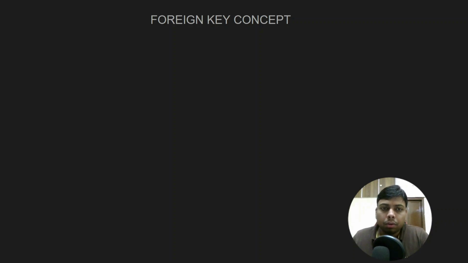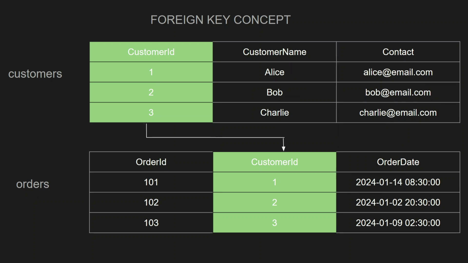Say for example, I have a customers table, which has customer ID, customer name, and contacts. Now I want to have an orders table in which I want to store which customer ID ordered on which date. So here I have the order ID, which is a primary key for the orders table. After that, I have a customer ID and order date. This customer ID is nothing but the customer ID from the customers table. This is what it represents.